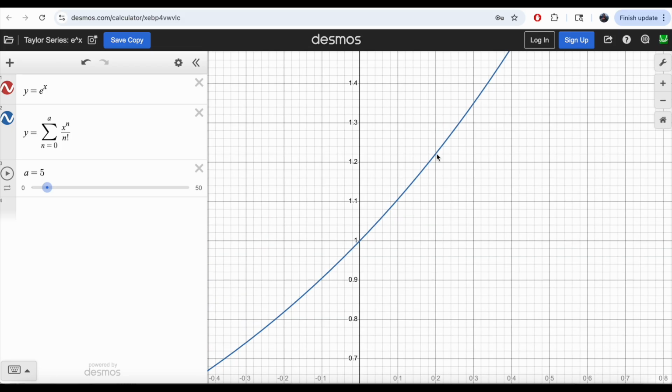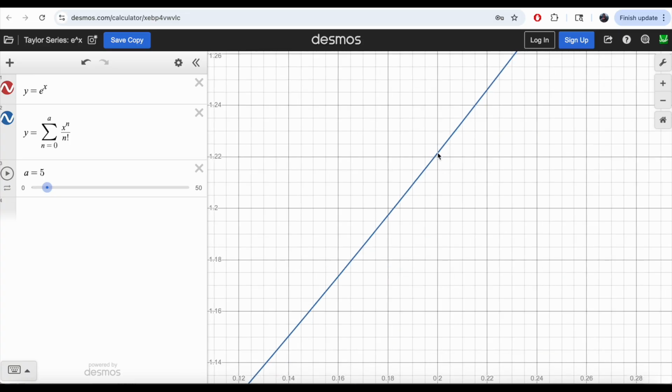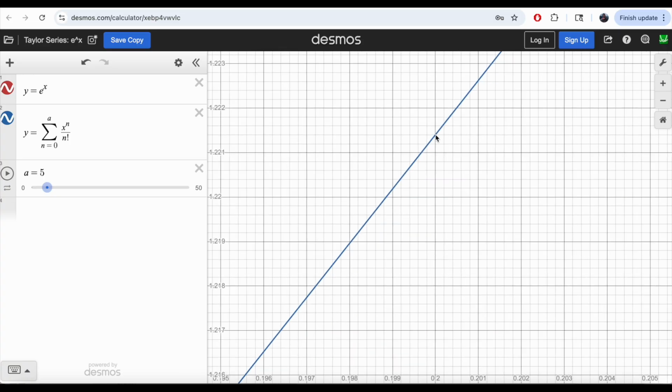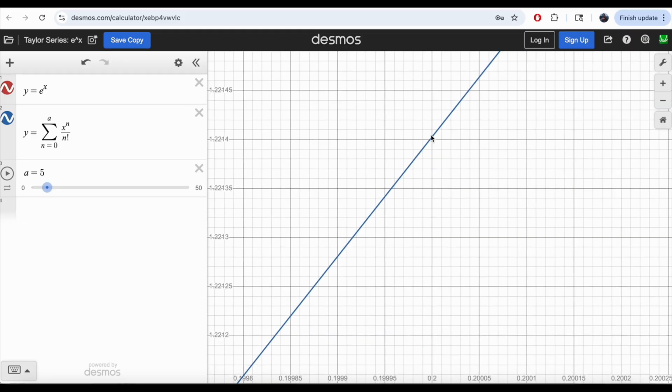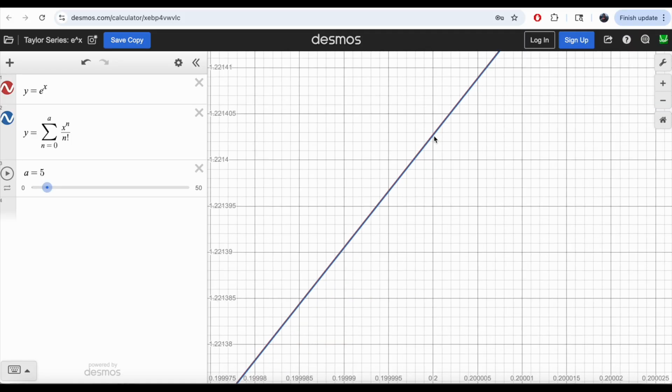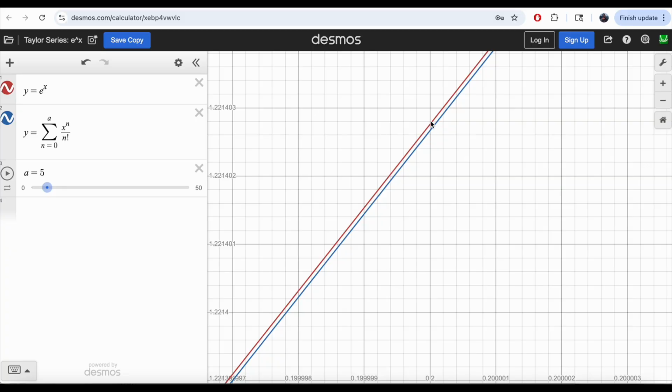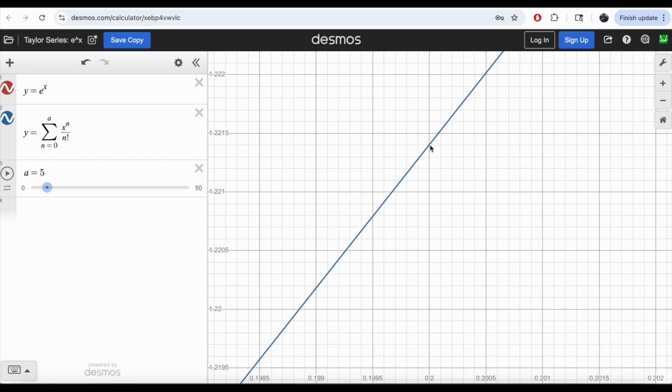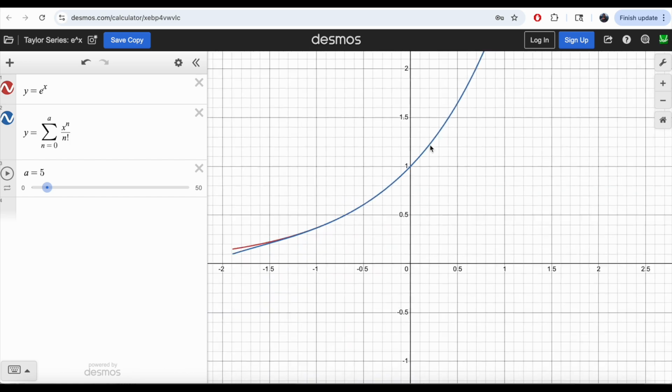And I really, really have to zoom in pretty far before I notice that, okay, they're not exactly the same. They do actually separate out a little bit. And that's what I was noticing when I did my example. They were pretty darn close to one another. So let's zoom this thing back out.